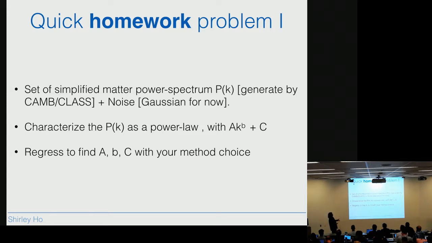Set up a simplified matter power spectrum P of k, the power spectrum of the universe, generated by CAMB or CLASS, whatever you like, plus noise. Gaussian for now, so don't put other noise in it. Can you characterize P of k as a power law with just this function? You can regress to find A, B, and C with your choice of method.